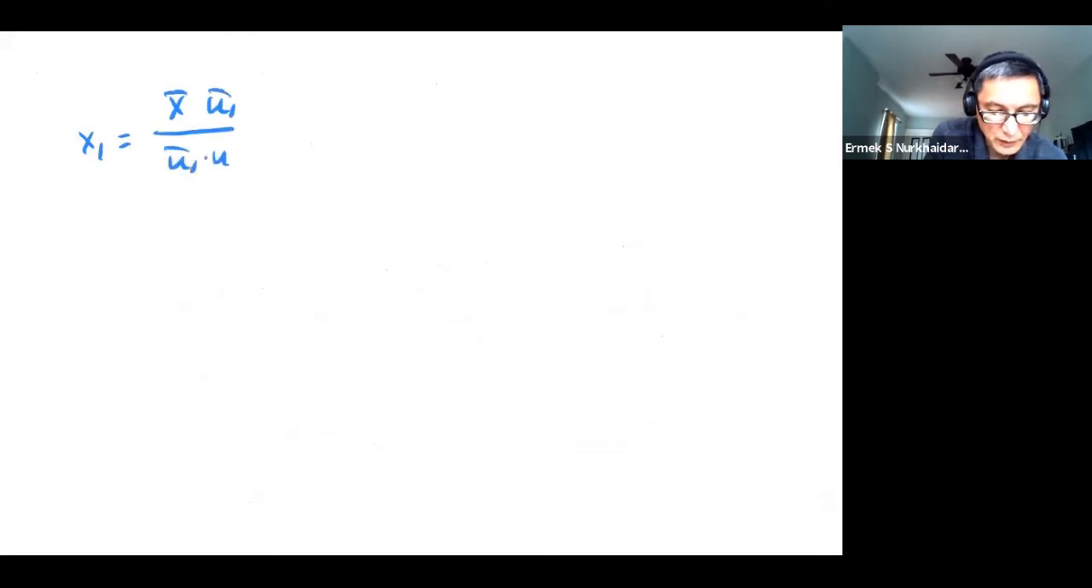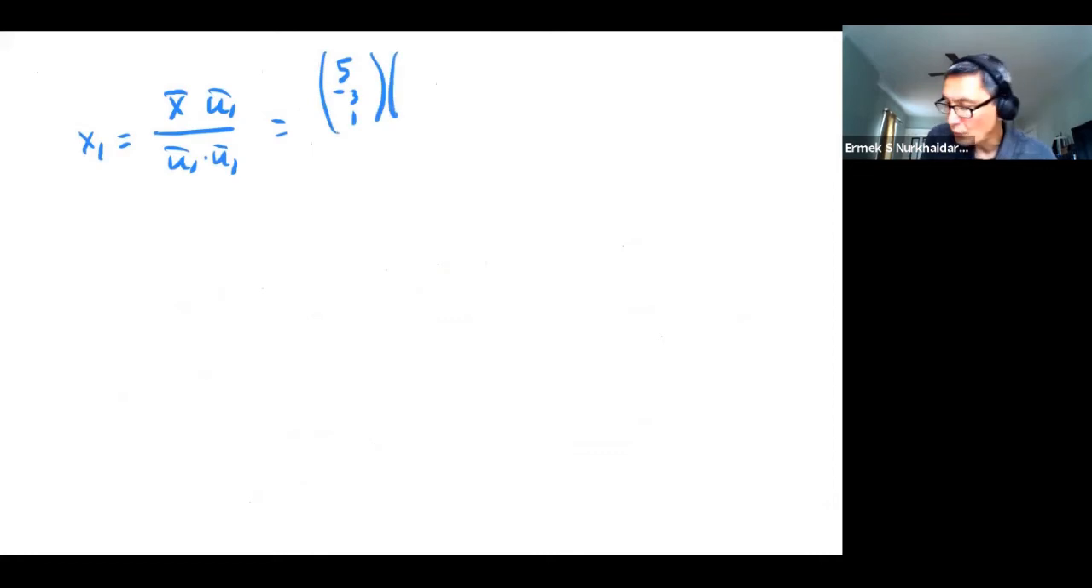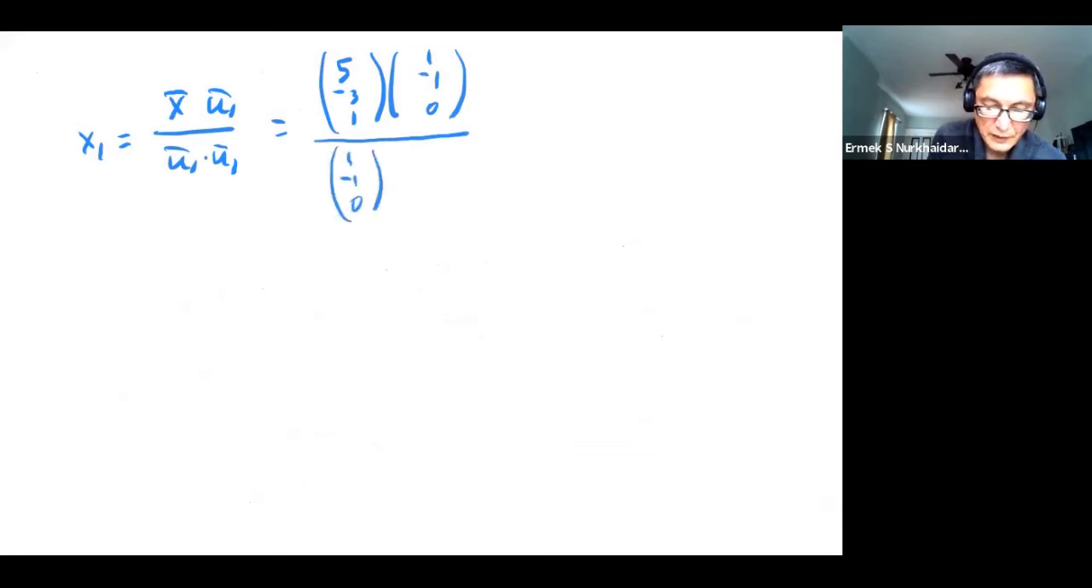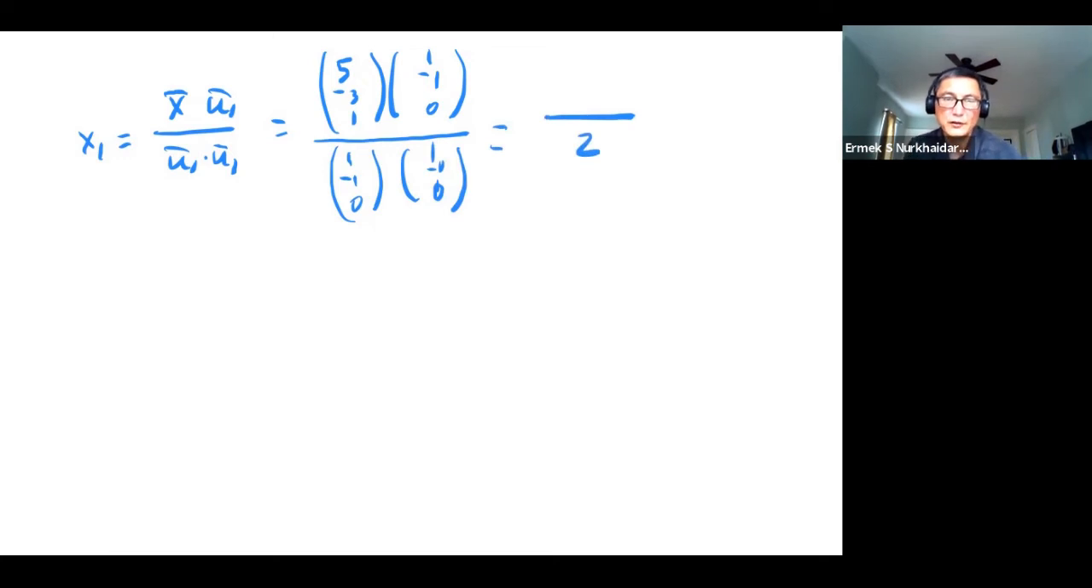x1 equals vector x times u1 divided by u1 times u1. Vector x is 5, minus 3, 1. u1 is 1, minus 1, 0. So in the denominator, we're going to get 2, which is 1 plus 1. On top, we're going to get 5 plus 3, which is 8. 8 over 2, so we get 4.